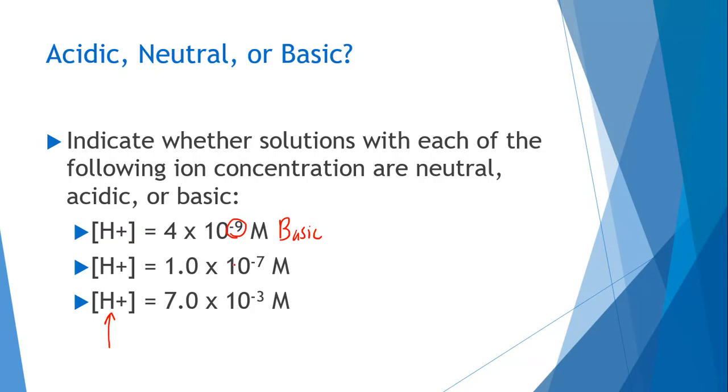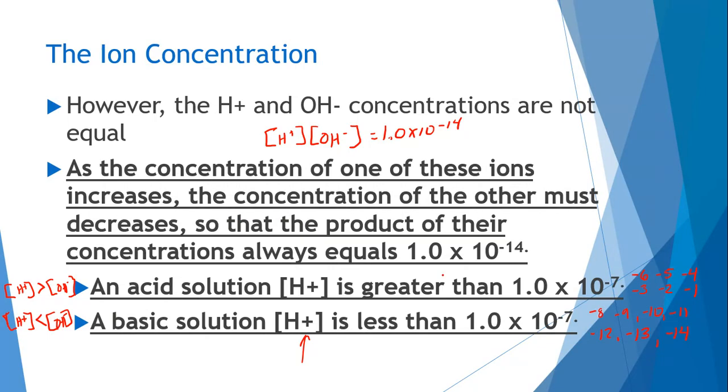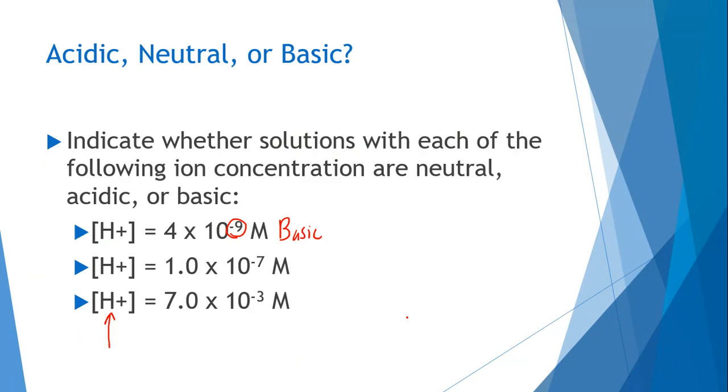Here, 1.0 times 10 to the -7th. If you go back on the previous chart, in order to be an acid, you have to be greater than that number. If you're basic, you have to be less than. So if you are exactly -7, you are right smack in the middle, and you are considered neutral. Then on the last one, 7.0 times 10 to the -3, again, we're going to look at this -3 value. And we have to ask, is it bigger or less than -7?